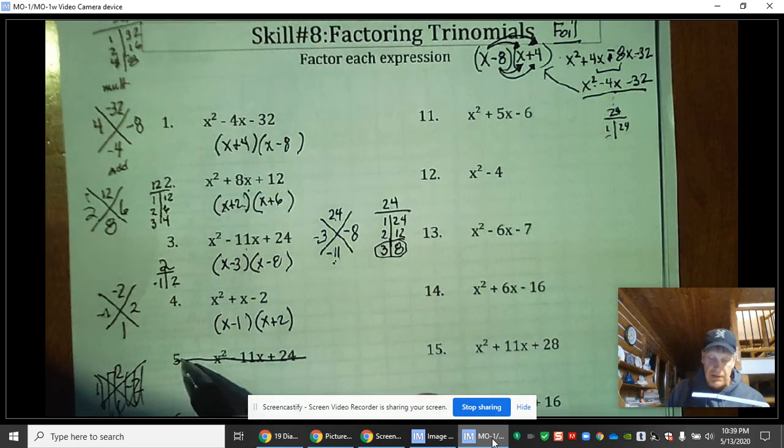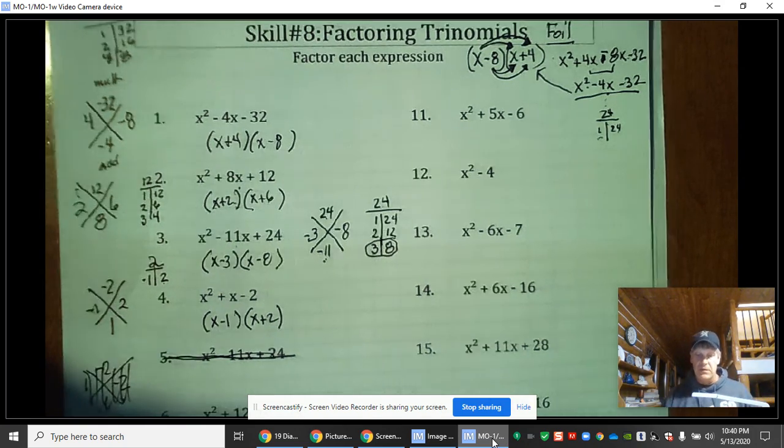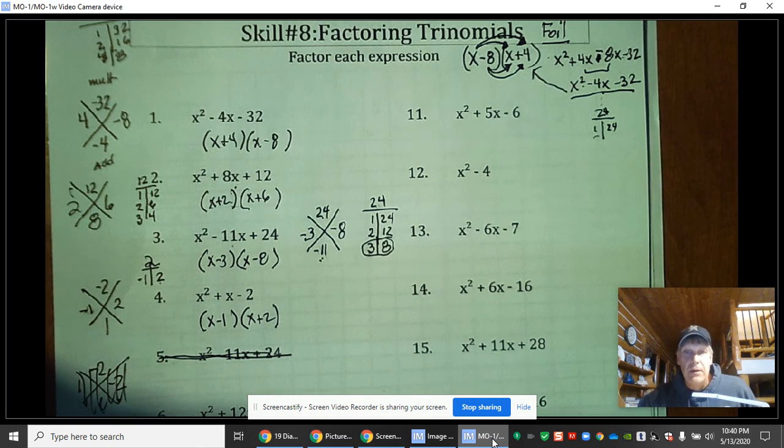All right, cross out 5. 5 is the same as 3. Okay, so you've got 15 problems to go. This is for tomorrow. All right, if you need help, let me know.